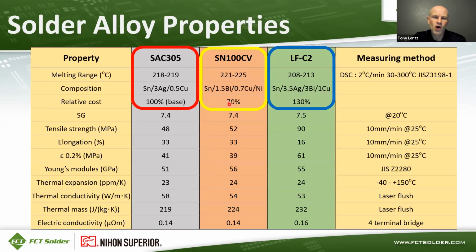And so the relative costs of these 3 alloys are quite different. If we consider SAC305 to be the baseline cost or the nominal cost, compared to that, S100CV is about 70% of that cost, or about 30% less expensive in terms of raw materials, because it does not contain silver. And so the price of silver in the market does not affect this alloy. Whereas LFC2 does have silver, and it's got more than SAC305 and bismuth, which add to the cost of that particular alloy. And it's about 130% of the cost of SAC305, so about 30% more expensive in terms of raw materials.